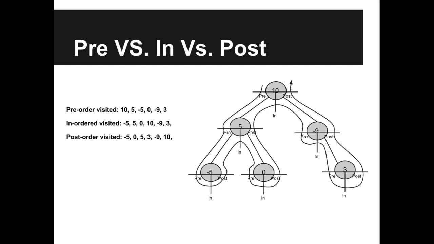As we follow this line, we're going to see that the next node for our pre-order traversal is going to be node -5, then it's going to be node 0, then it's going to be node -9, then it's going to be node 3, and we're done. So that is how you would do a pre-order, post-order, and in-order traversal.